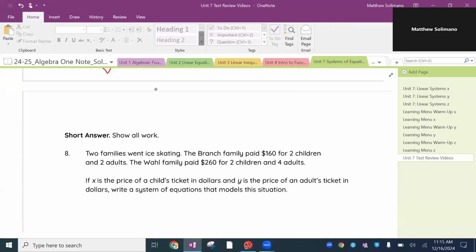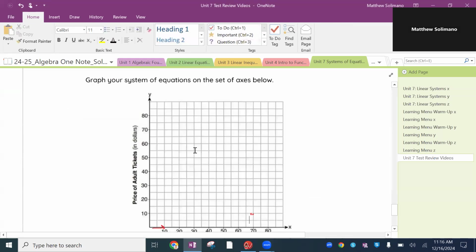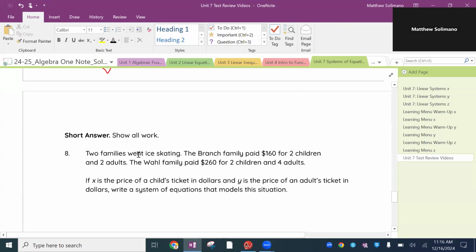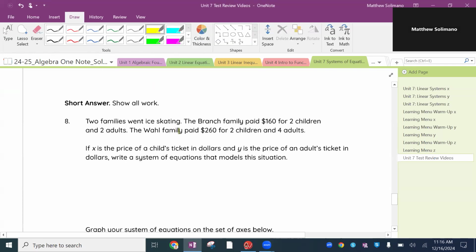So looking at this last one, we got to solve a system of equations and use the graph. And it's a word problem. So we're going to have to write our two equations. So two families went ice skating. So right away, I kind of know I'm going to have an equation for one family and an equation for the other family. So the Branch family paid 160 total, two children and two adults.